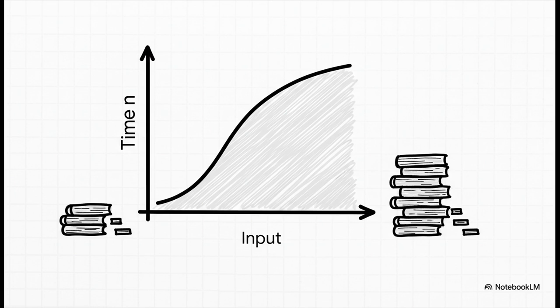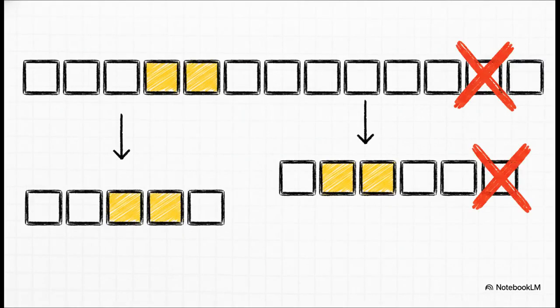With logarithmic algorithms, every time you double the input size, you only add about 1 extra step of work. Just 1. Compare that to linear, where doubling the data doubles the work. This is fantastic. The poster child for O(log n) is, without a doubt, binary search. Now, the catch is your data has to be sorted.